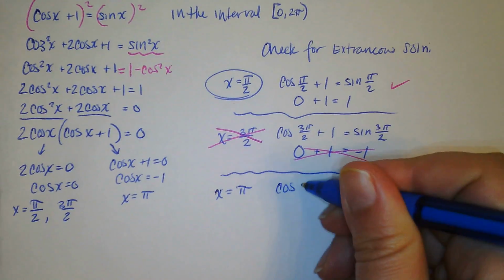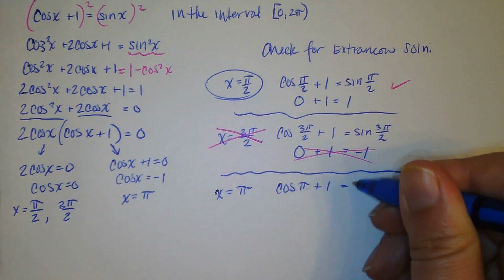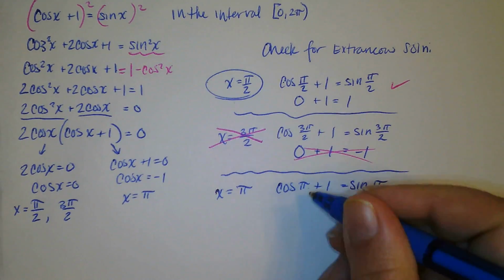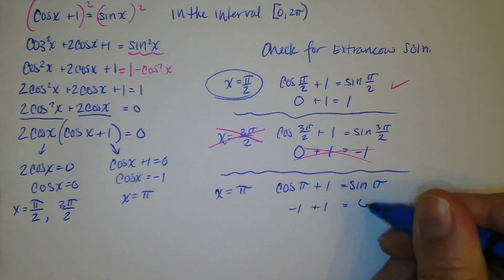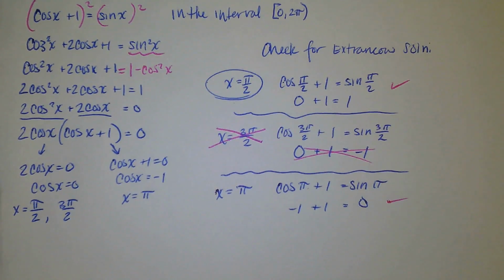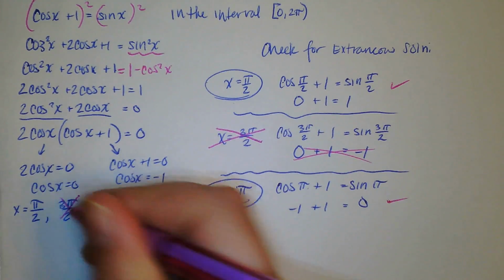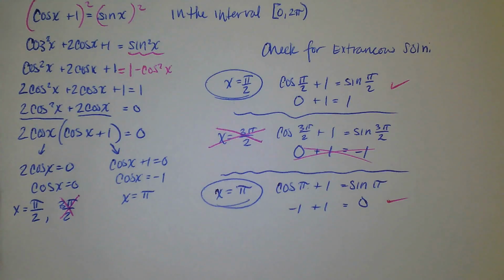All right, the last one here is x equals pi. So cosine pi plus 1 equals sine of pi. Is it true? Cosine of pi is negative 1 plus 1. Sine of pi is 0. That checks. And pi is also a solution. So this solution was extraneous.